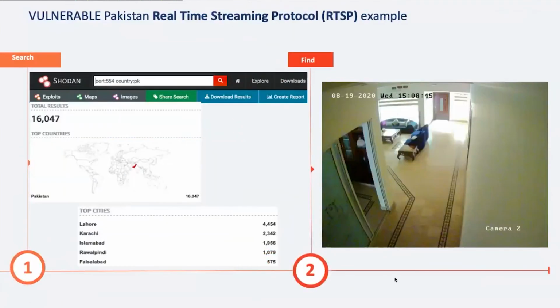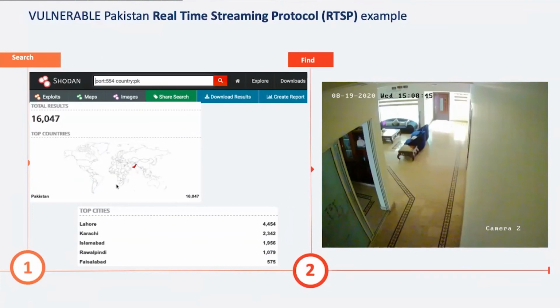It's not just the OT devices, it's IoT devices such as cameras. This is an example of a search we did last night for real-time streaming protocol, RTSP, for cameras. And we found over 16,000. As you can see, they're divided into Lahore, Karachi, Islamabad, and different cities. However, the top city having these cameras viewable was Lahore.